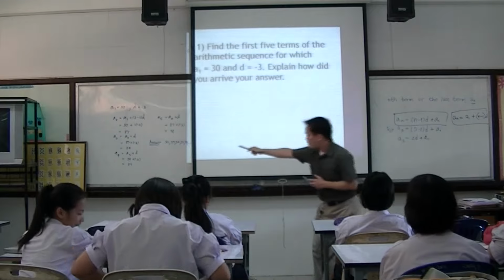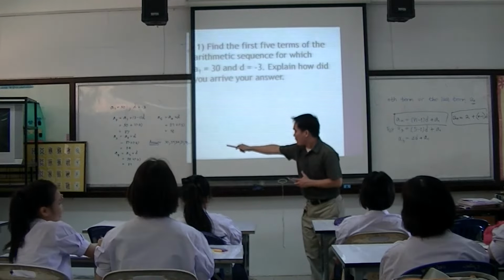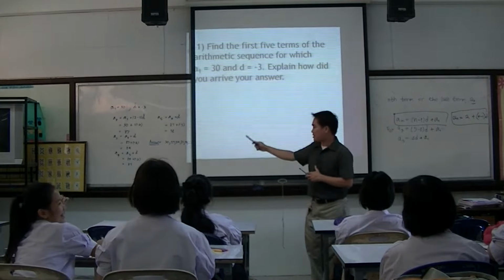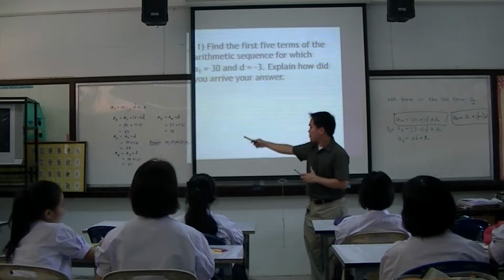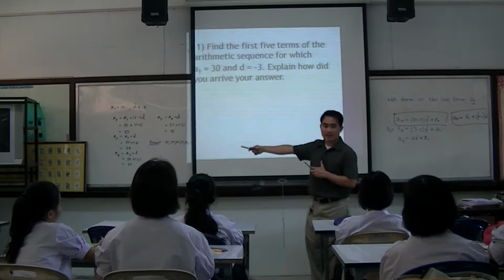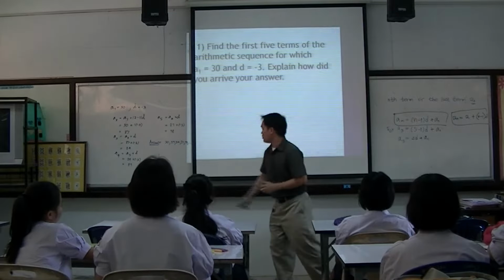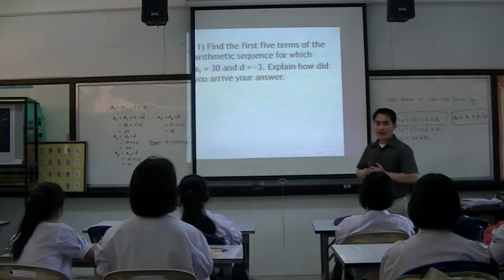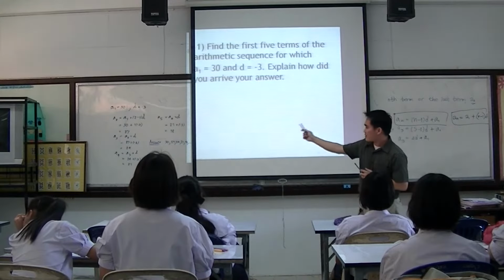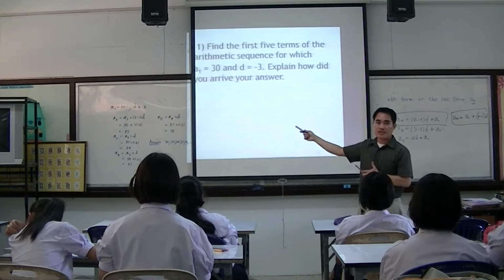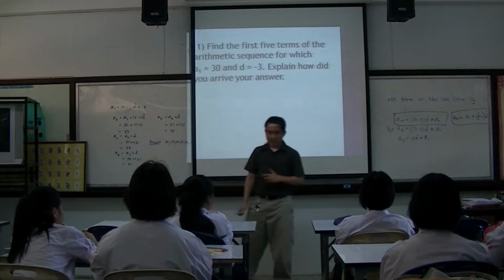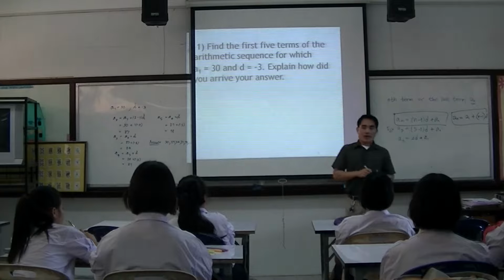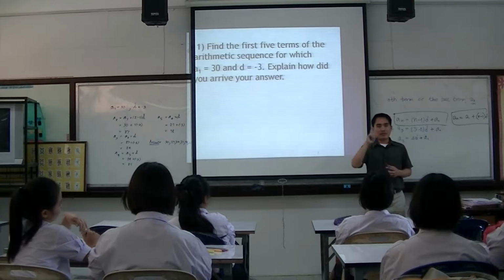And to get A sub 4, since you know already A sub 3 which is equal to 24 plus d, common difference which is negative 3, the answer is 21. And to get A sub 5, you have A sub 4 there plus d. A sub 4 is 21 plus d which is negative 3, so that is 18. Very good. One more example or application, last one.